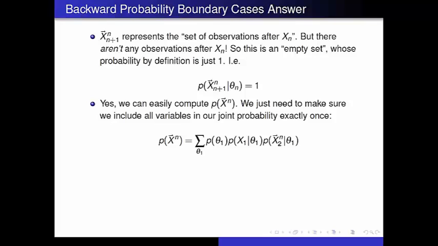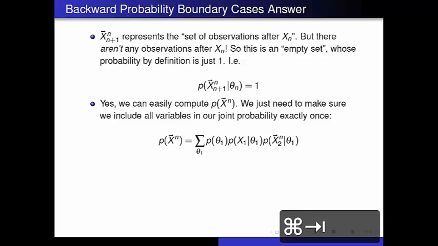So this first piece is actually trivially simple if you get the idea. Formally, this has to represent an empty sequence because there aren't any observations after n. The set of observations from n plus 1 to n, there are no such observations. So you can think of this as the probability of the empty set. By definition, that's 1.